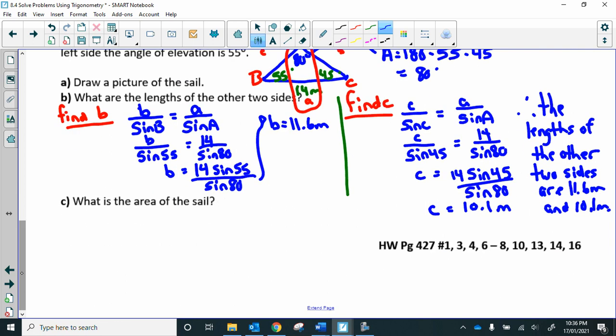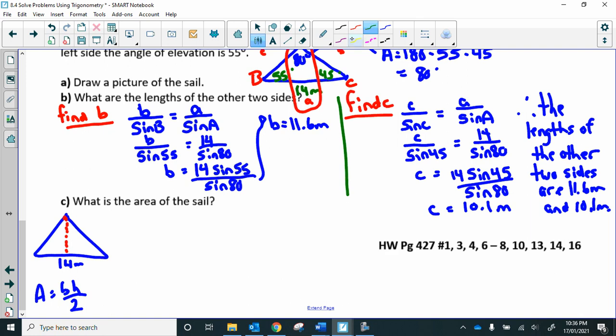What is the area of the sail? So if I have this sail here, well, that wasn't a very good drawing. I have the area of the sail and picture of the sail. I want to find the area. Don't forget that the area of a triangle is the base times the height divided by 2. So I do know the base. The base is 14. The problem is I don't know the height of this triangle.